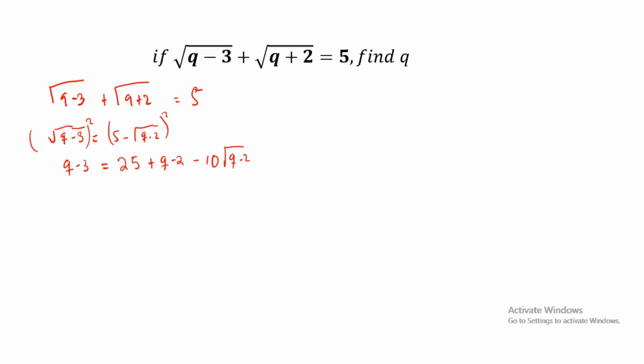When you simplify this, you get q minus 3 equal to 27 plus q minus 10 square root of q plus 2. So we'll send the root to that side, because the root will become negative, and bring all this to this side. So we have 10 square root of q plus 2.